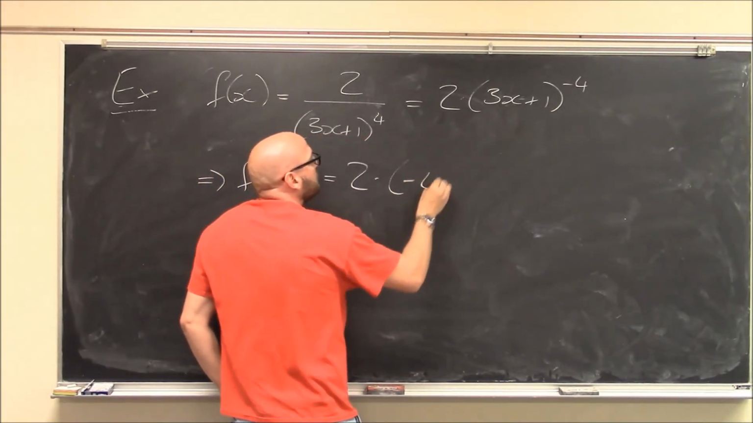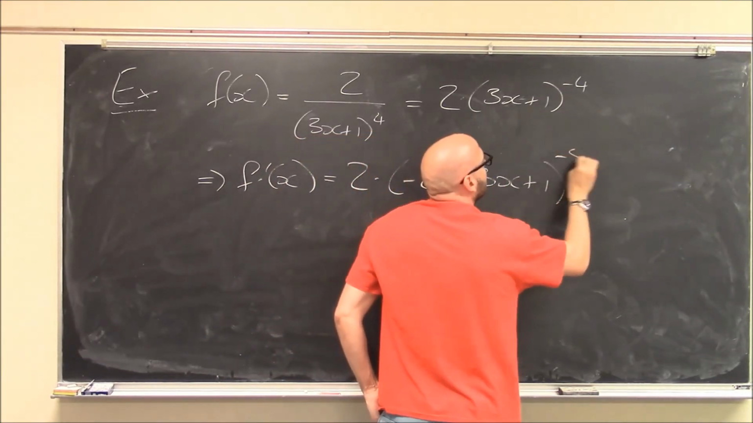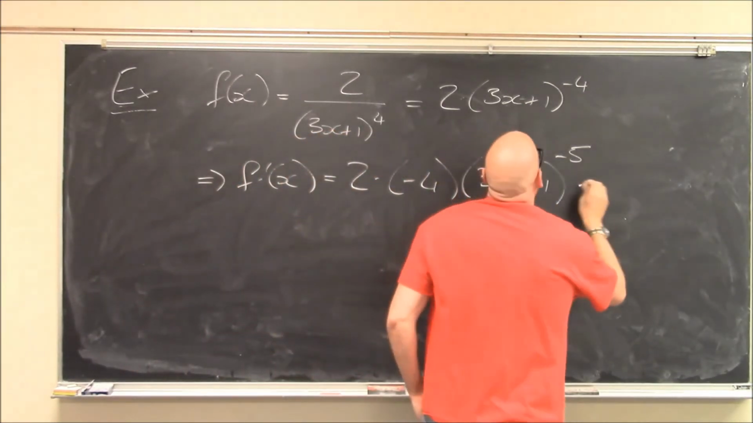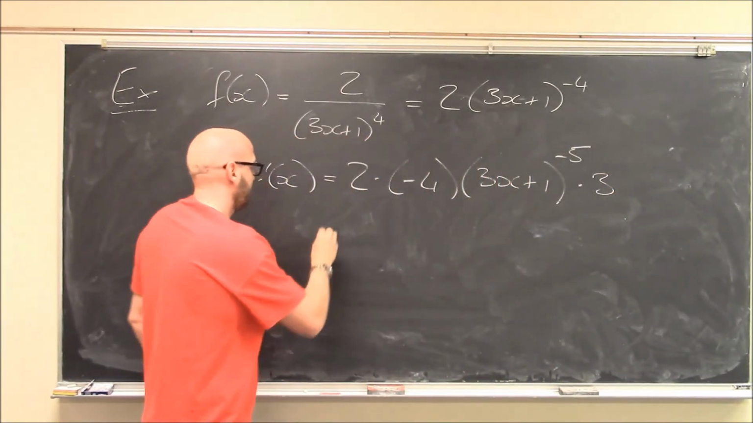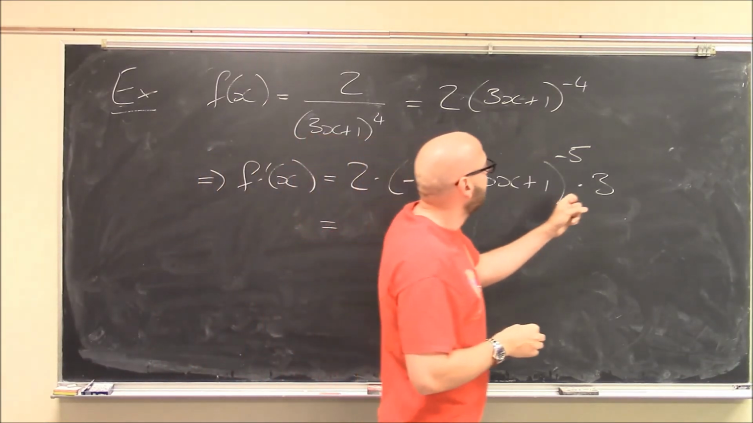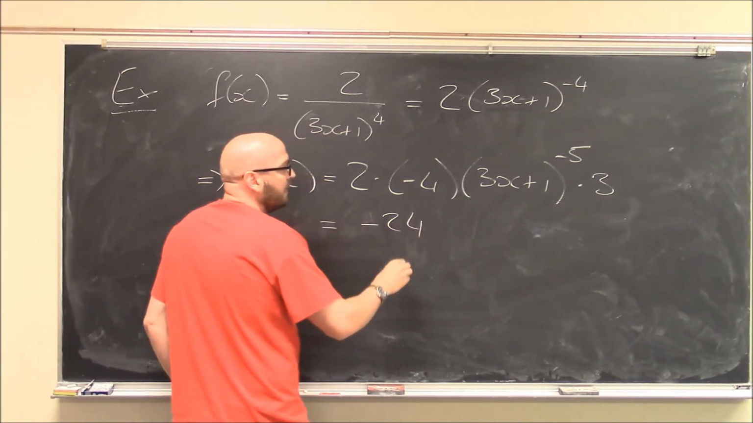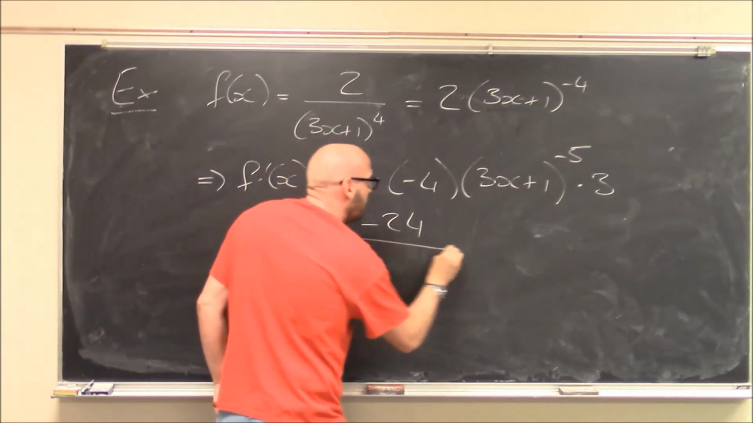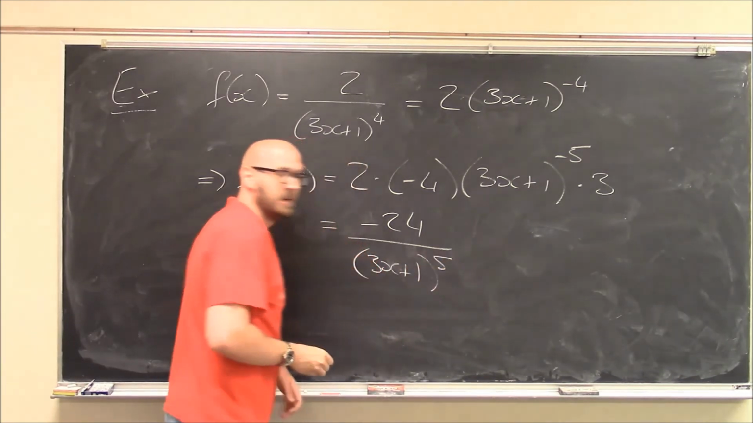Minus 4 comes out front. Inside stays the same. Lower the power by 1, minus 5. Right? Minus 4 minus 1 is minus 5. Times the derivative of the inside. Derivative of 3x + 1 is 3. So what do we have? We've got 2 times minus 4 is minus 8. Times 3 is minus 24. And because this was originally given as a quotient, I'm going to convert this back to a quotient: minus 24 over (3x + 1) to the power of 5.